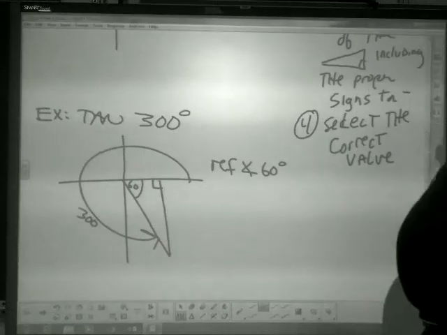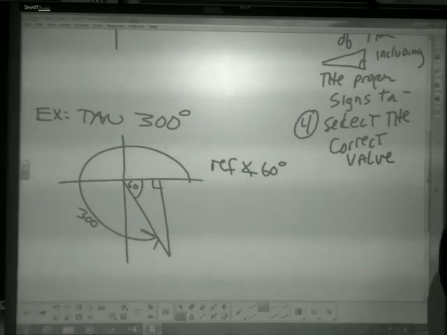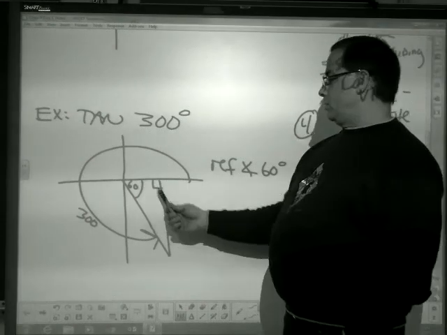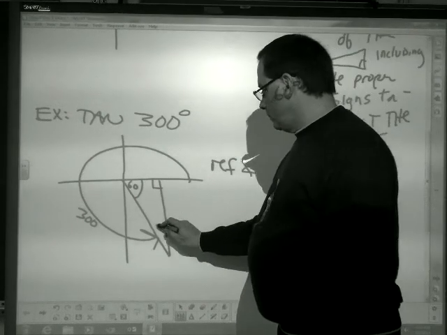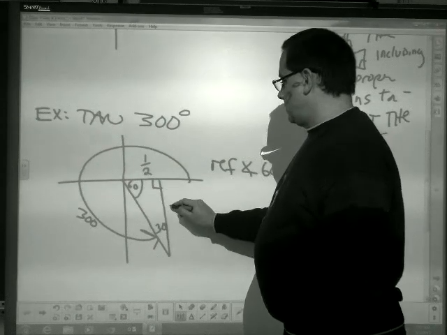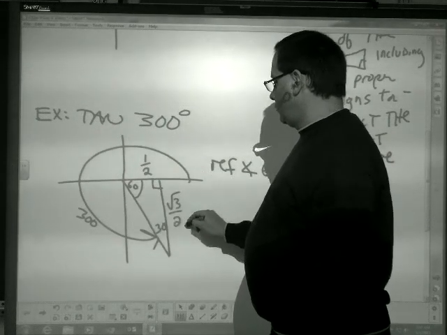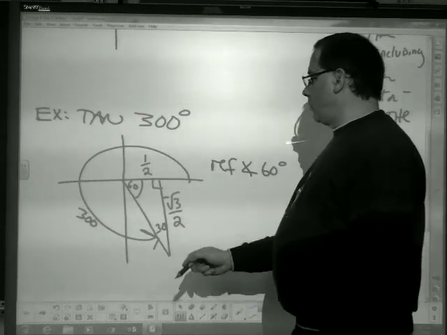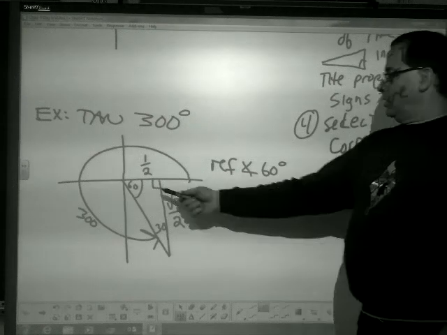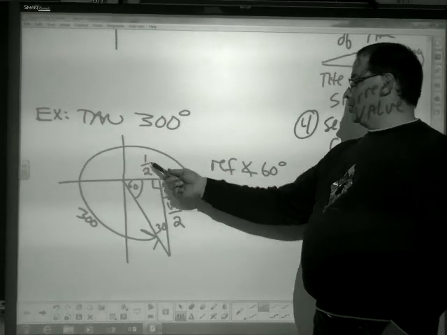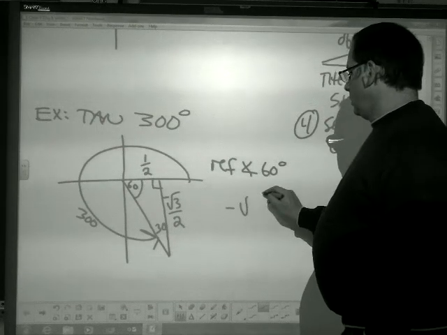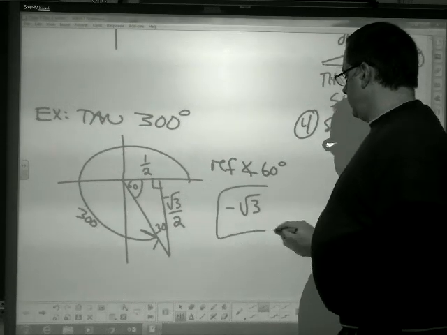Now, I know what the tangent of 60 degrees is, and I can just get the answer that way, or I can still fill in the triangle. Side opposite 30 is a half, side opposite 60 is the square root of 3 over 2, but this is negative because we went downward. So, tangent, opposite over adjacent, negative square root of 3 over 1. It's just the negative square root of 3, and there's your answer.